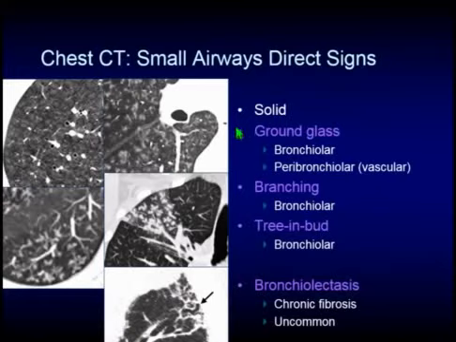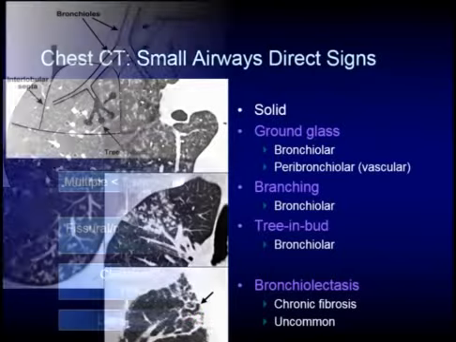So the direct signs of small airway disease are the things that involve the small airways. Again, we talked about ground glass nodules. We see branching nodules. We see what we call tree and bud, or jack-shaped nodules. And as the process becomes more chronic, we may even see bronchiolectasis, or dilation of those very peripheral small airways. These are all direct signs of airway involvement.